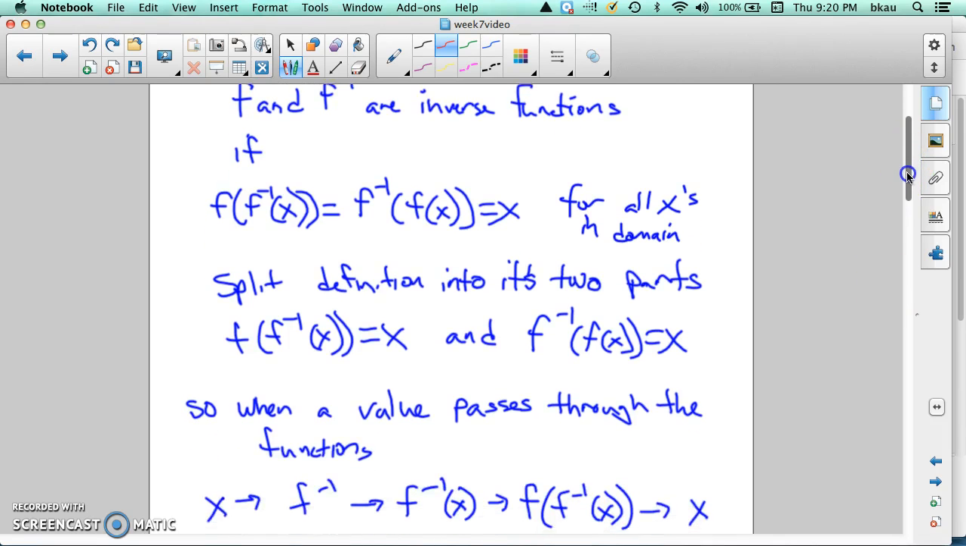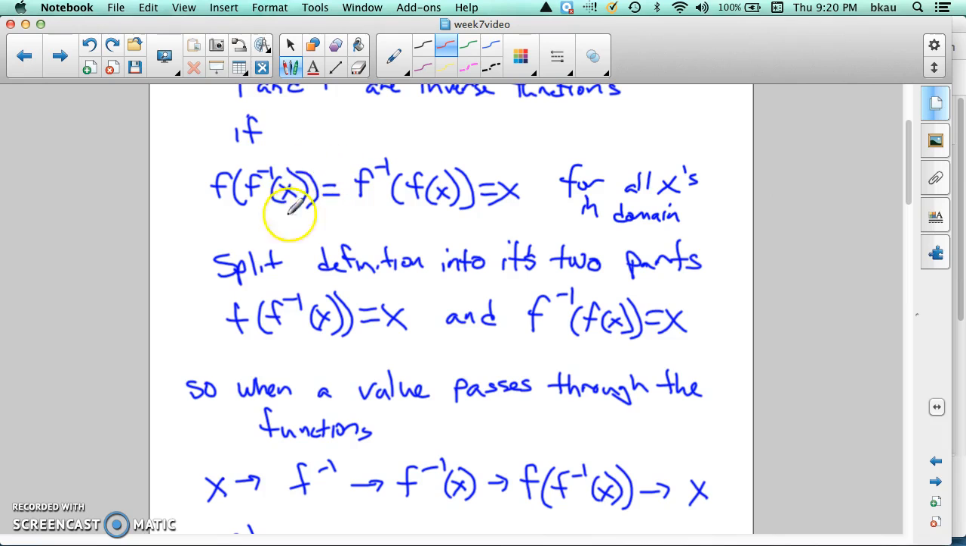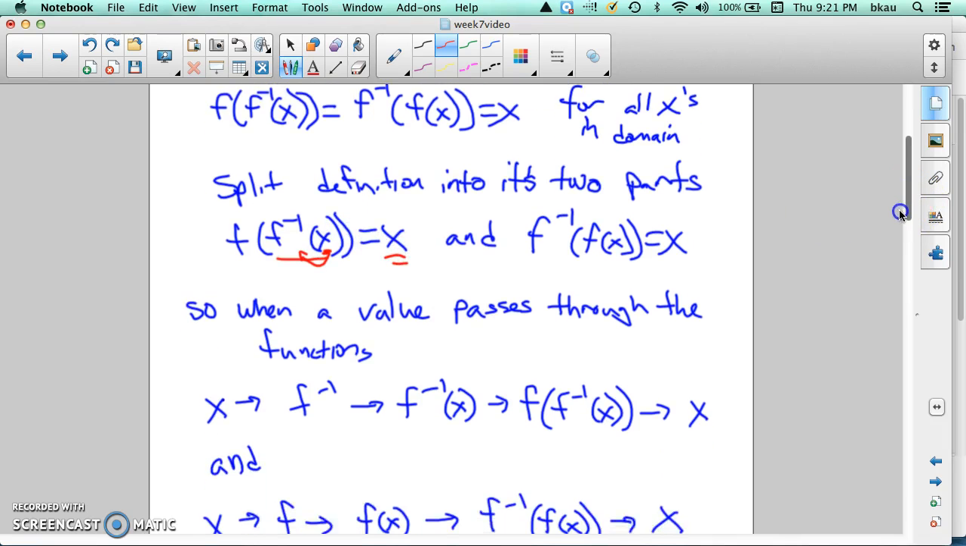So when we're evaluating these functions, we start with an x value here, the inside thing. We plug that into f inverse of x, so it becomes this function's inverse x. And then we plug that into the function f, and that eventually is going to give us this x value right here. That's the first definition.